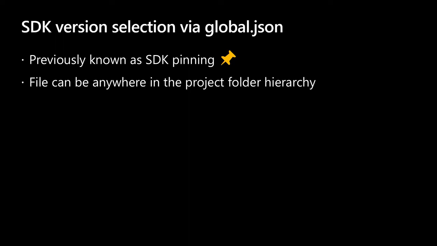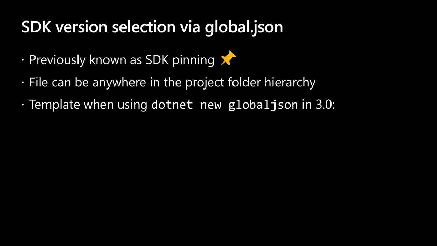So, SDK version selection using global.json. That's something that sometimes causes a little bit of confusion, so I wanted to cover it. Before, this was known as SDK pinning: you would create a global.json file and specify the version like you have here. When you run any CLI command, the SDK will try to find that specific version on your machine.